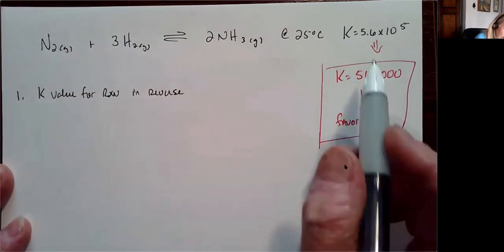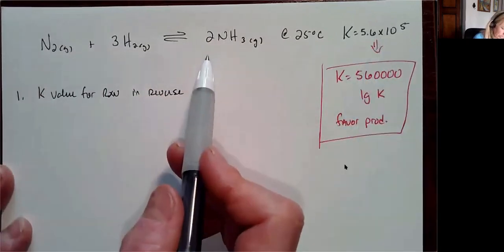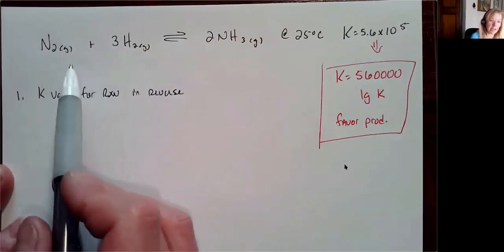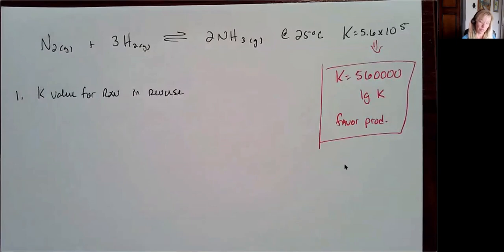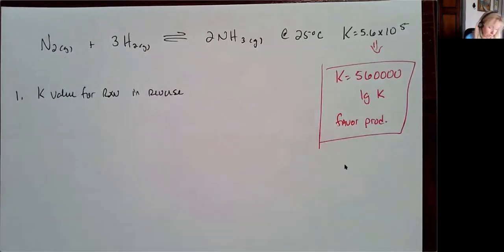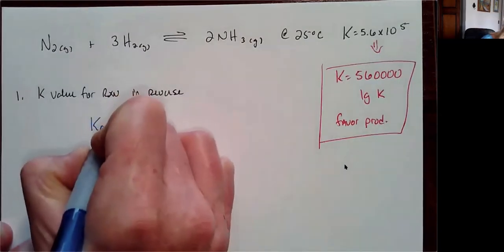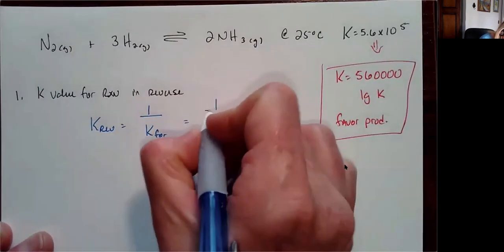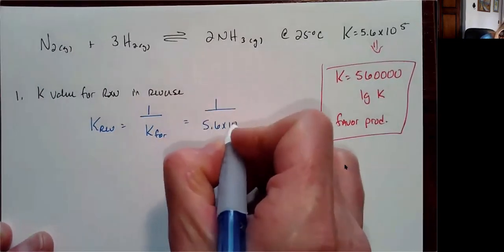Remember, K values imply the forward direction. Even though this is equilibrium, when I write my law of mass action, I'm writing it as if it's going in the forward direction. So these would be my products, these are my reactants. What is the K value if I want to look at this in reverse? Then I can just take K reverse equals 1 over K forward. So that would be 1 over 5.6 times 10 to the 5th.